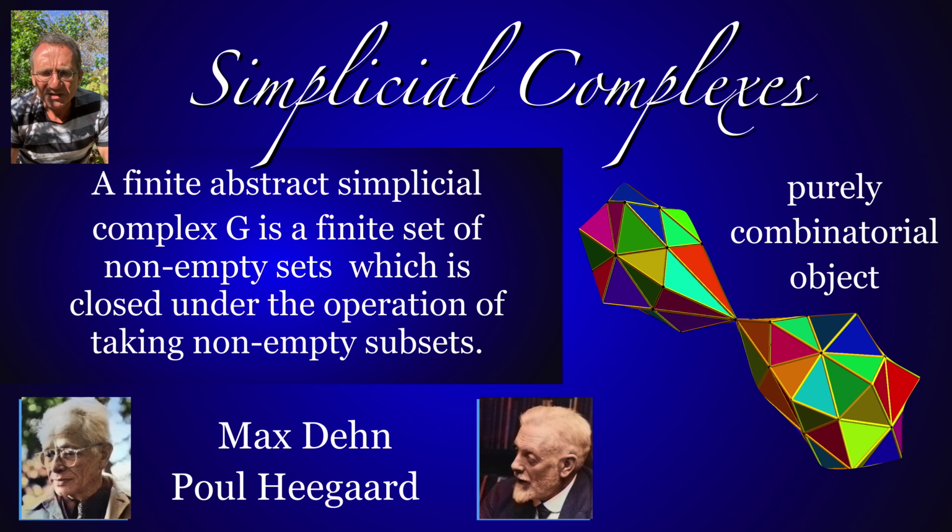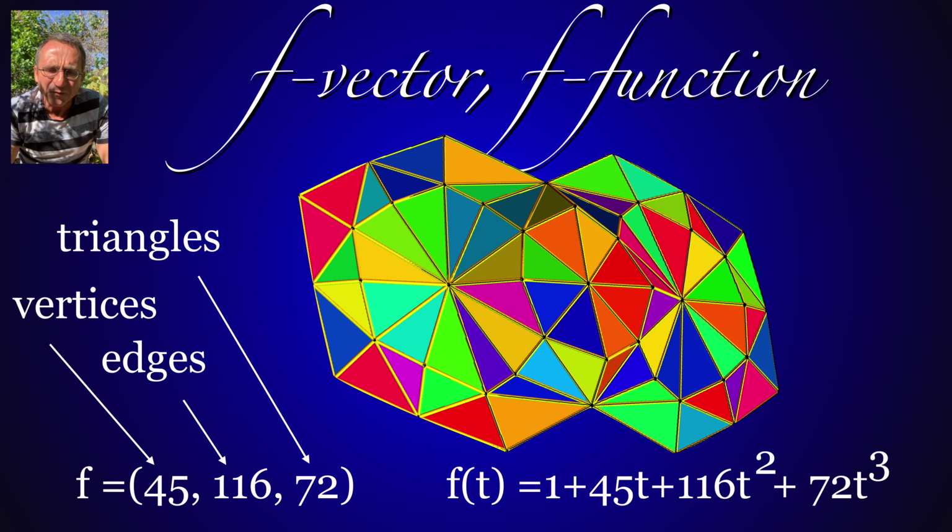A finite set of non-empty sets, which is closed under the operation of taking non-empty subsets, is called a simplicial complex. It is a combinatorial finite construction independent of any geometric realization. The f vector of a complex G has coefficients which count the simplices of various dimensions. The first entry counts the number of points, the second the number of edges, the third the number of triangles, etc. It can be encoded into a function called the simplex generating function of the complex.